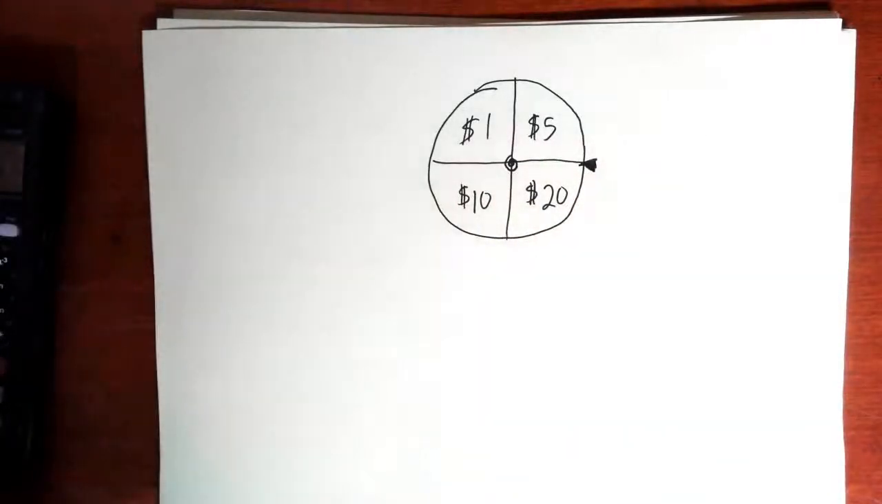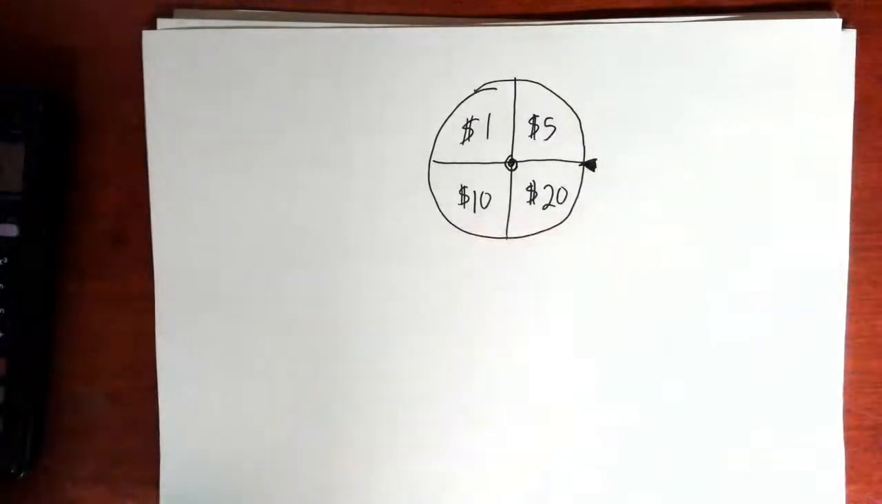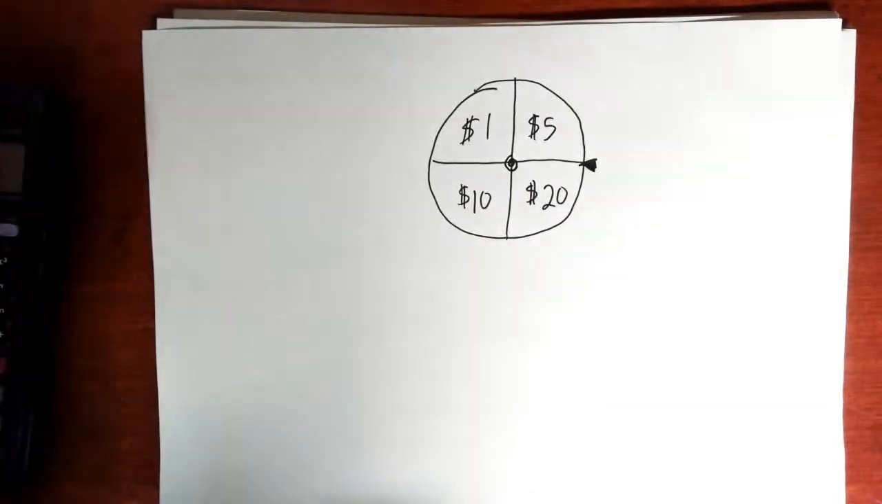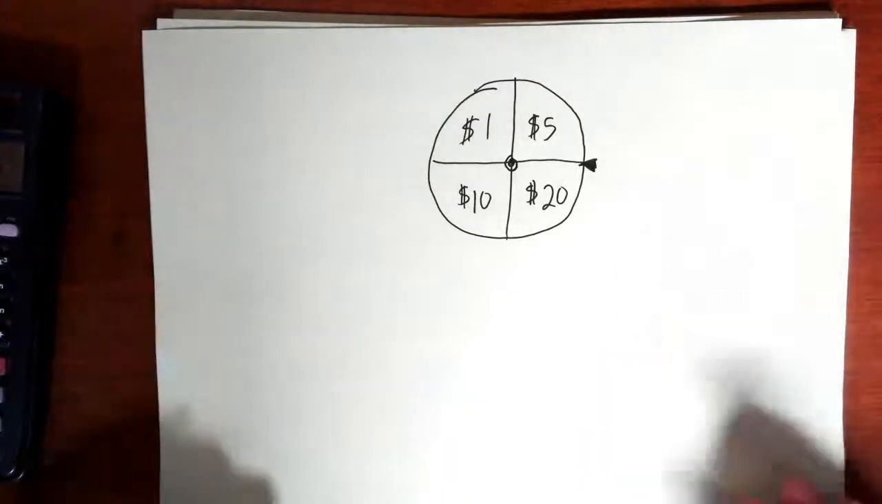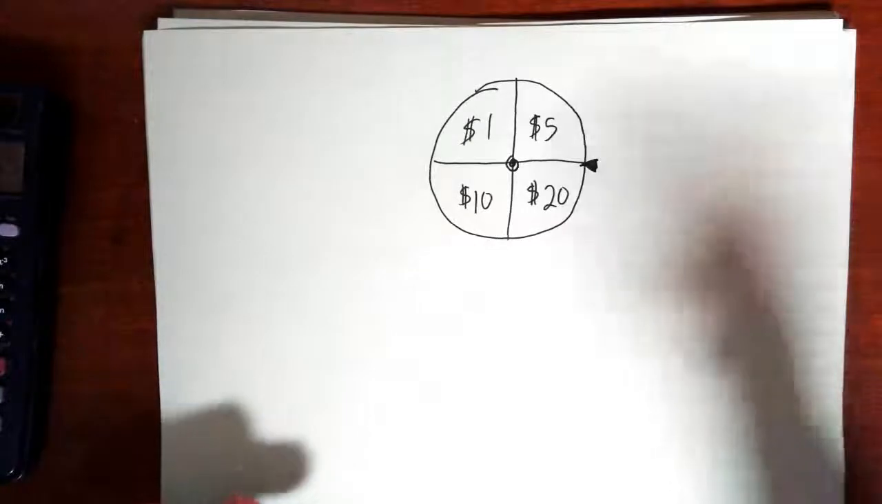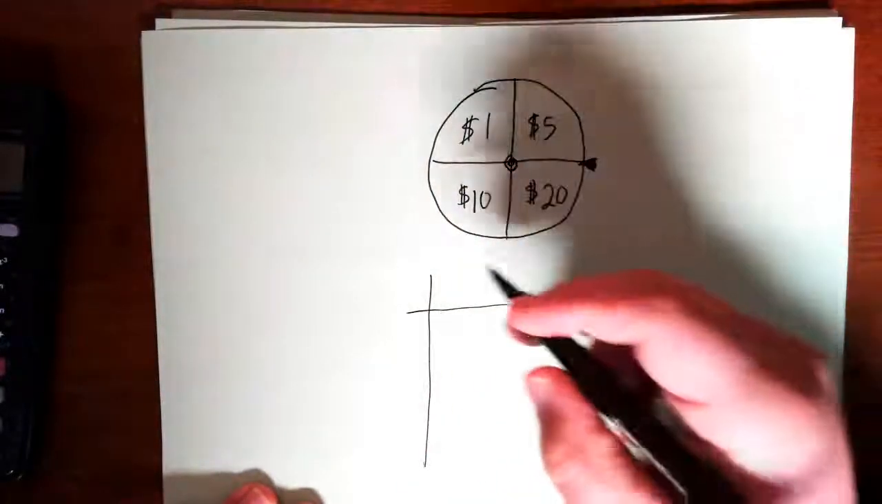So the least you could earn is $2. The most you could earn is $40. So what's the probability of earning $2 or $15 or $20, $30, whatever? Okay? Well, what you can do is you can make a table, and it's going to be a 4x4 table.